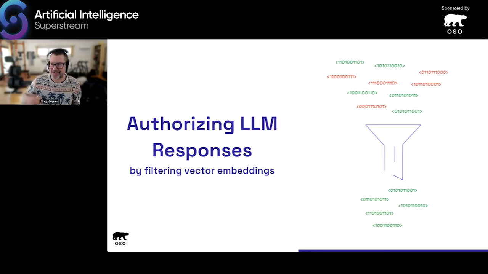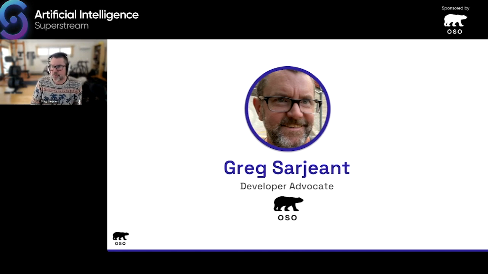I am Greg. As I mentioned, I'm going to be talking today about authorizing LLM responses by filtering vector embeddings. So this actually touches on some of what Apoorva was talking about in the previous talk. I am from a company called OSO. We are an authorization as a service company. I'm a developer advocate there. Although we're not an LLM company specifically, we're a security and authorization company, and as such are very interested in the privacy and security implications of LLMs and chatbots and these natural language interfaces.